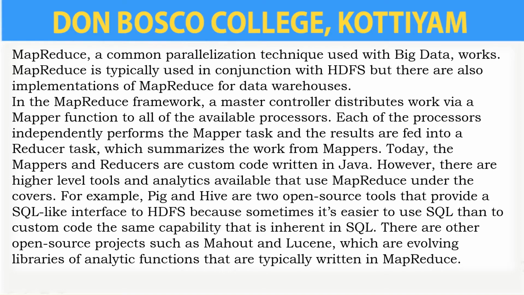The map or the mapper's job is to process the input data. Reduce stage means it is a combination of the shuffle stage and reduce stage. The reducer's job is to process the data that comes from the mapper. After processing, it produces a new set of output which will be stored in the HDFS. For example, Pig and Hive are two open source tools that provide SQL interface to HDFS.